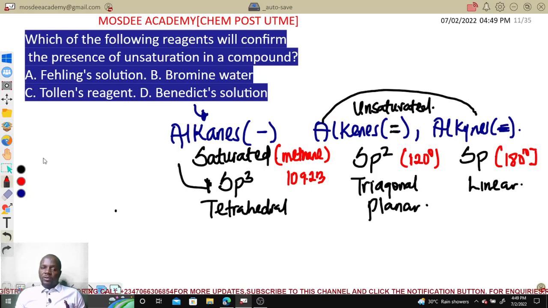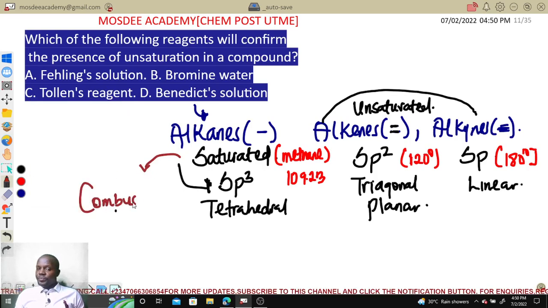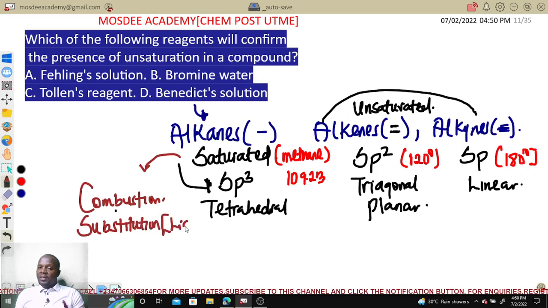The popular reactions of all hydrocarbons. When I say popular reaction of all hydrocarbons, you should know the reaction I'm talking about. That is the combustion reaction. So combustion reaction is common to all hydrocarbons. They also undergo substitution in the presence of light. Basic thing, observation is very important. Ultraviolet light is the catalyst during this.